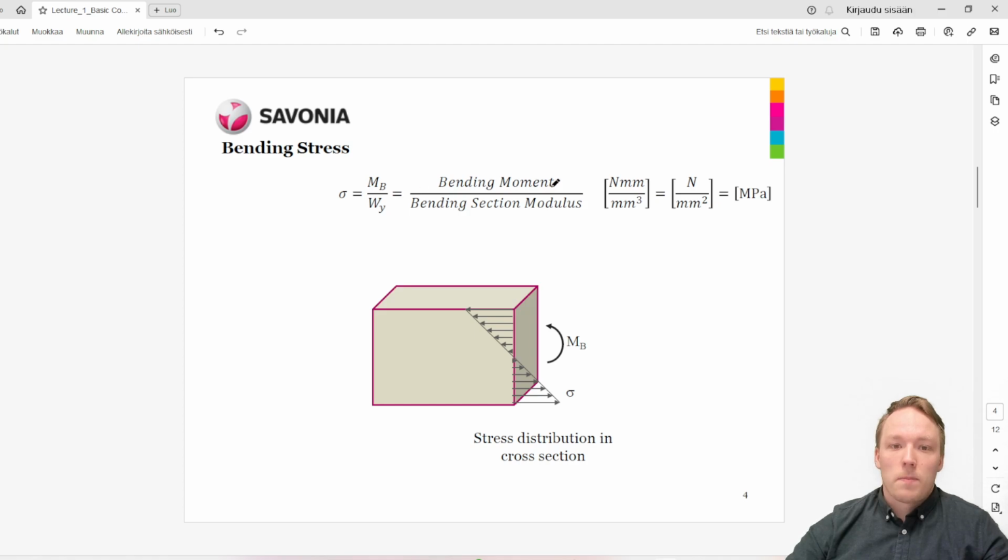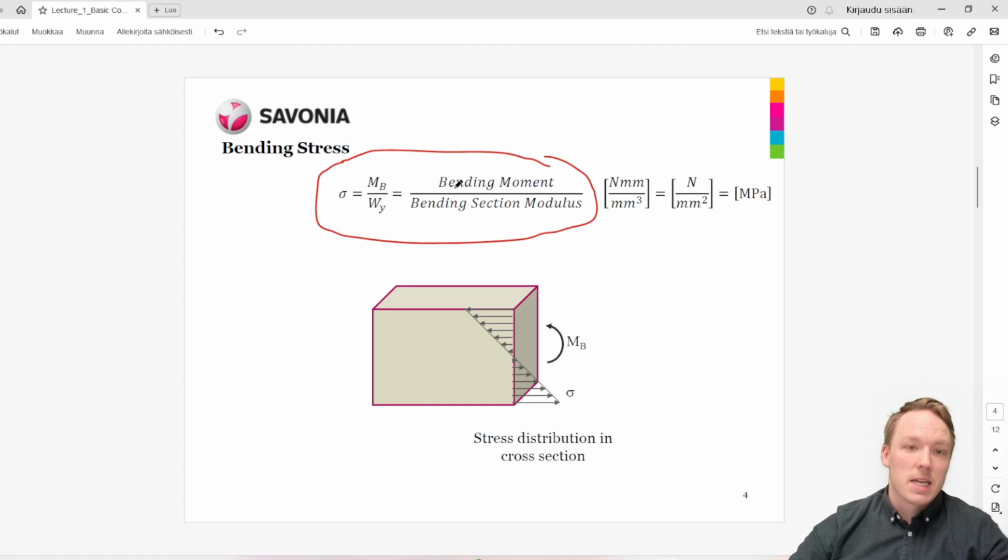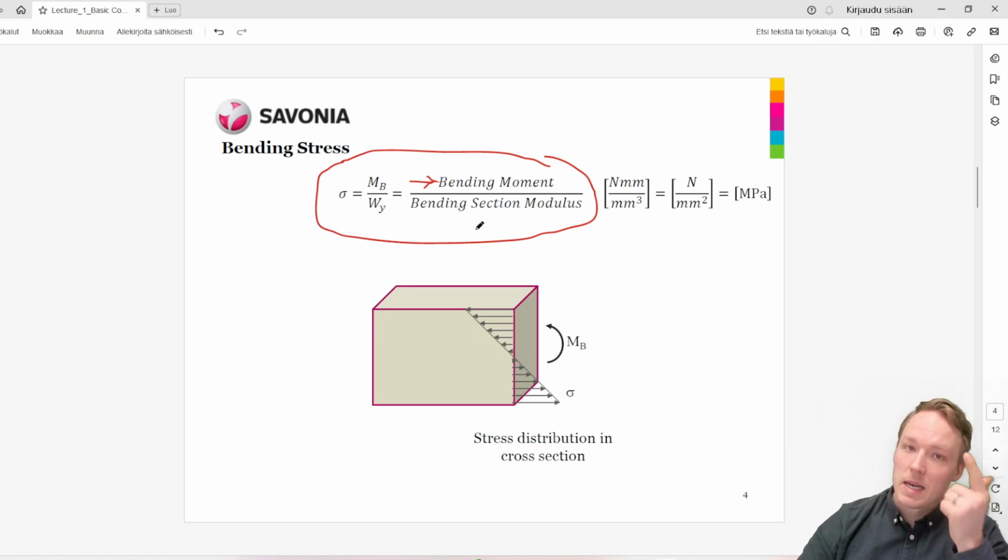Well, there is a simple formula. Once again, it looks pretty much the same as before, but in this case, we need a new term. We need to know the bending section modulus, and also we need to know the bending moment. The bending moment is equivalent to the force in this case. The bending moment is what is actually causing the stress, and the bending section modulus describes the stiffness of this cross section. Don't worry, I will be teaching you how to calculate the bending section modulus, and the bending moment you should already know from mechanics how to calculate.